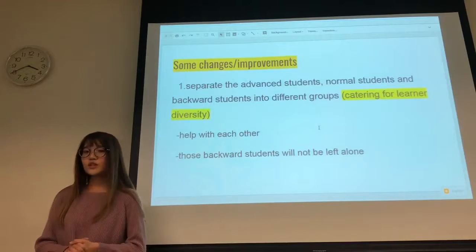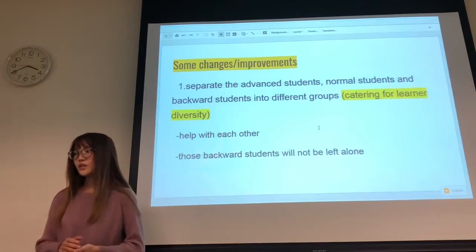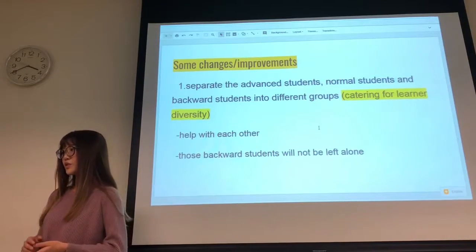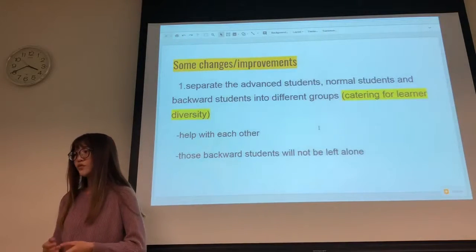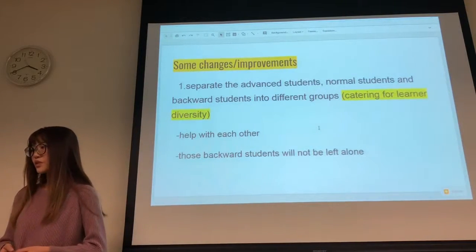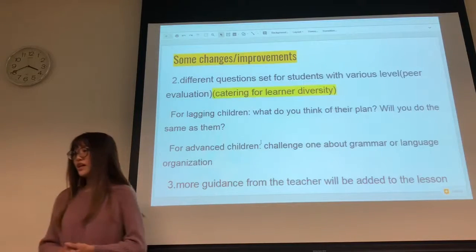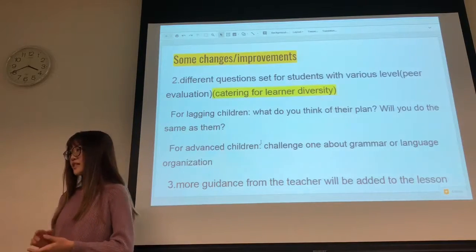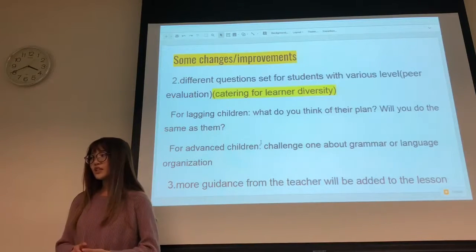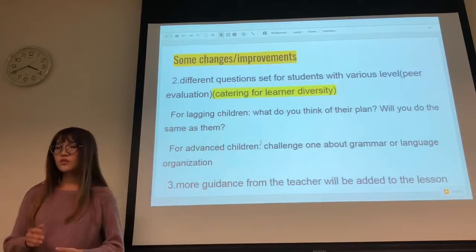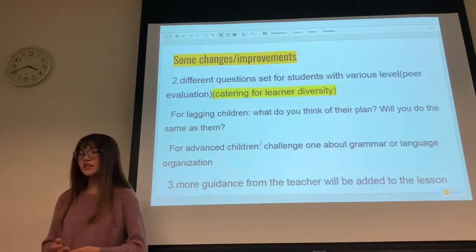So some changes or improvements can be considered. First of all, separate the advanced students, normal students, and backward students into different groups to provide them a chance to help each other, so that those backward students will not be left alone. And secondly, different questions can be set for students with various levels. It is worth mentioning that these two points are set for achieving the purpose of catering for learner diversity.